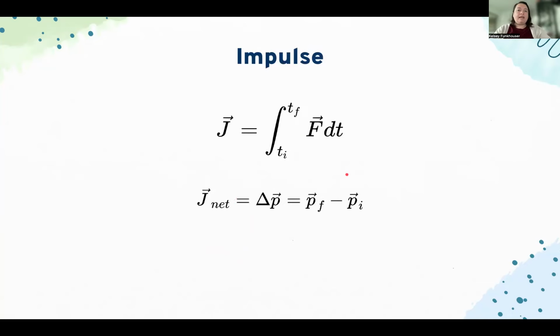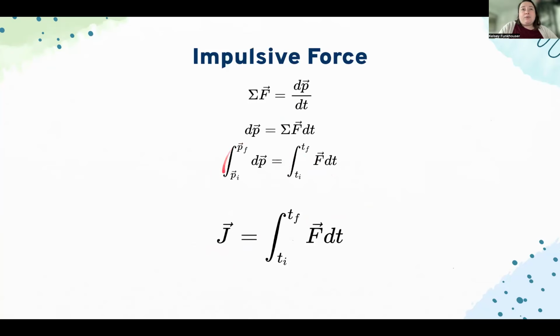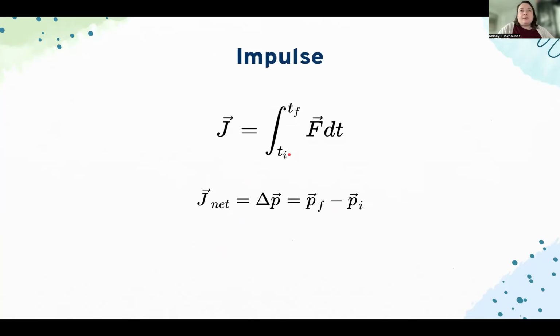And impulse of the net force is the change in momentum of the object during the collision. Because if we think back on this slide, this side of the equation is just the change in momentum of the object. And this side is the impulse. So they're equal. So we have these two relationships for impulse, that it is the integral of the force with respect to time, and that's the change in momentum of the object during, before and after the collision.